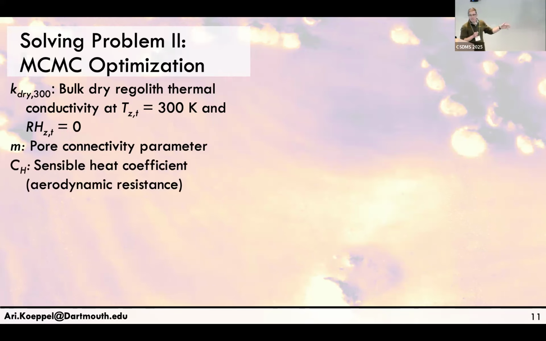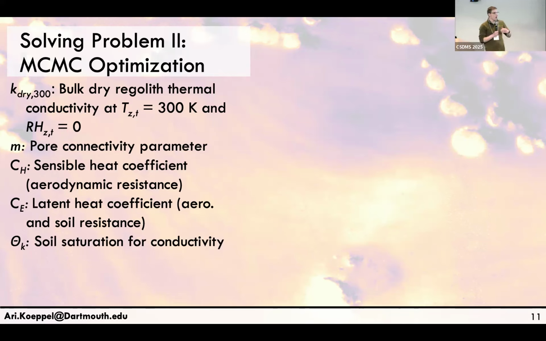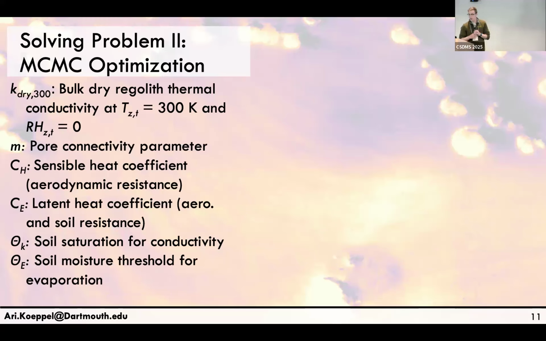And this sensible heat coefficient, which is our aerodynamic resistance constant. There's also a latent heat coefficient, which controls how much evaporation affects surface temperature. There's a soil saturation threshold for how soil moisture affects conductivity. And then a soil moisture threshold for the onset of evaporation.